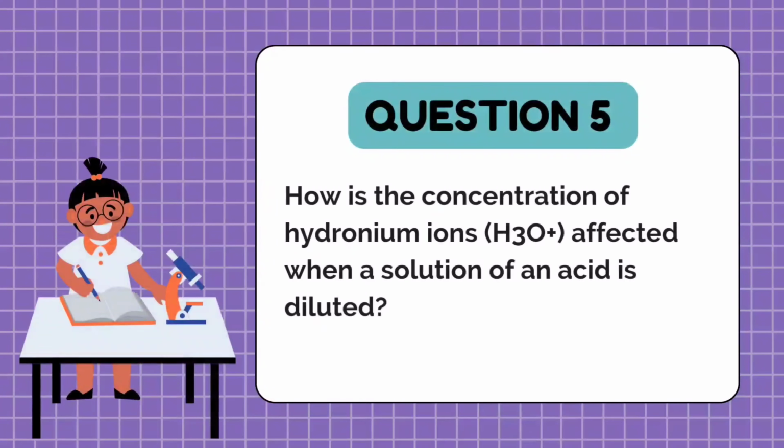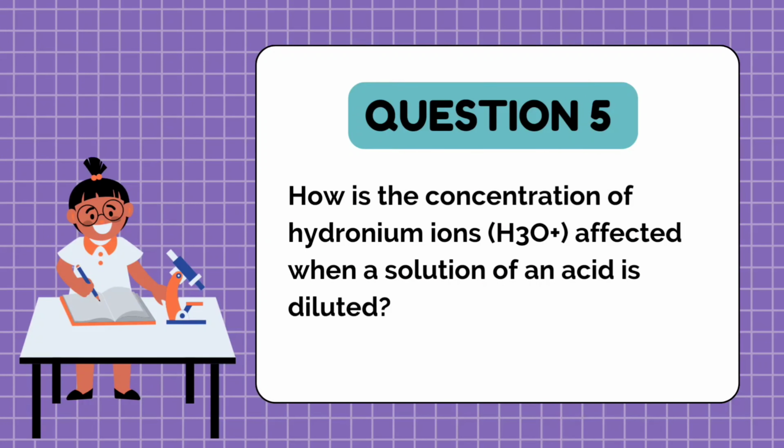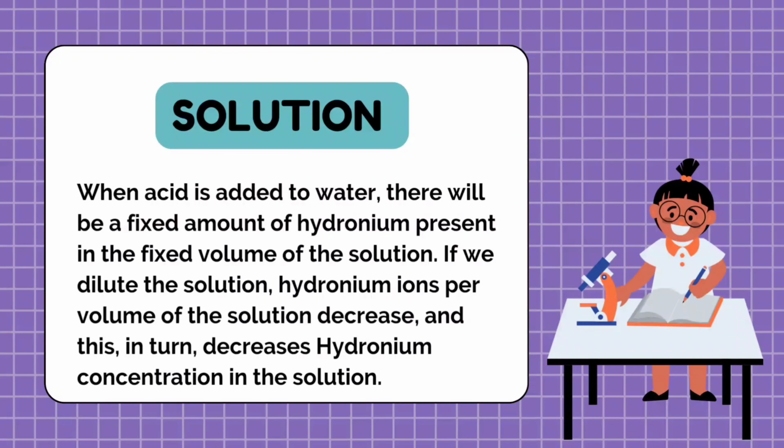Question 5. How is the concentration of hydronium ions affected when a solution of an acid is diluted? Solution. When acid is added to water, there will be a fixed amount of hydronium ions present in the fixed volume of the solution. If we dilute the solution, hydronium ions per volume of the solution decrease, and this, in turn, decreases the hydronium concentration in the solution.